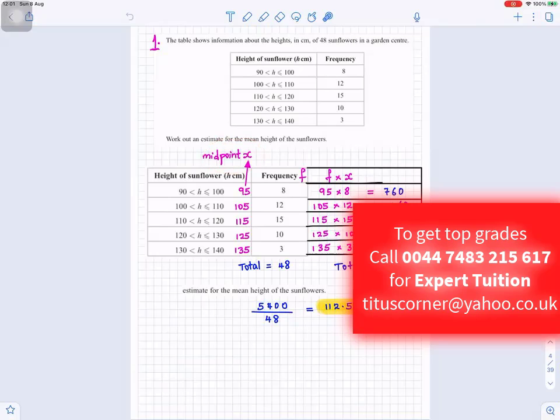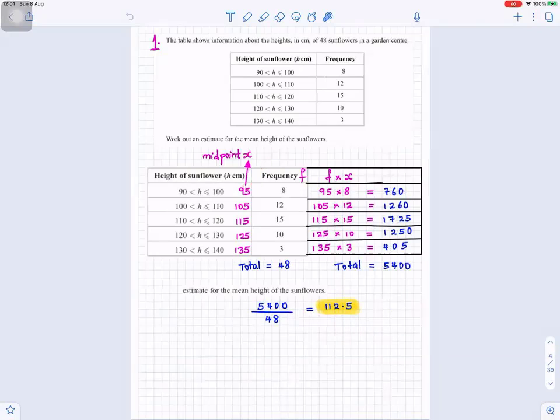Midpoint, 90 plus 100 divided by 2, it gives you 95. So 95 is in the middle there. 105 is in the middle there. 115 is in the middle there. 120 plus 130, and then half of that, it gives you 125 is in the middle there. So you find the midpoint.